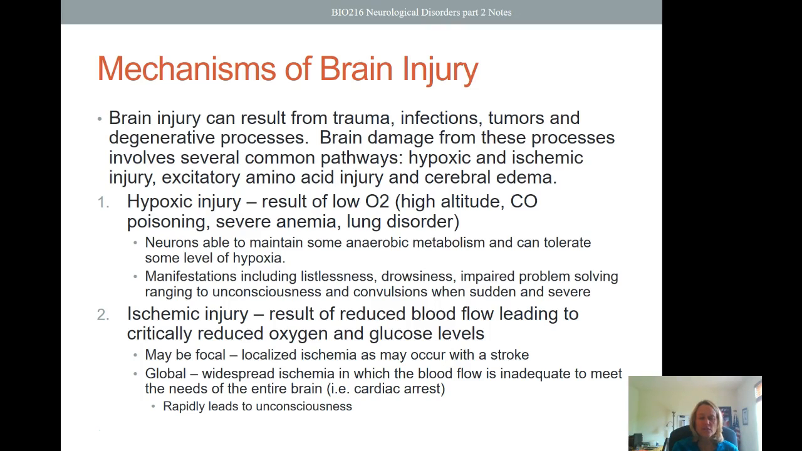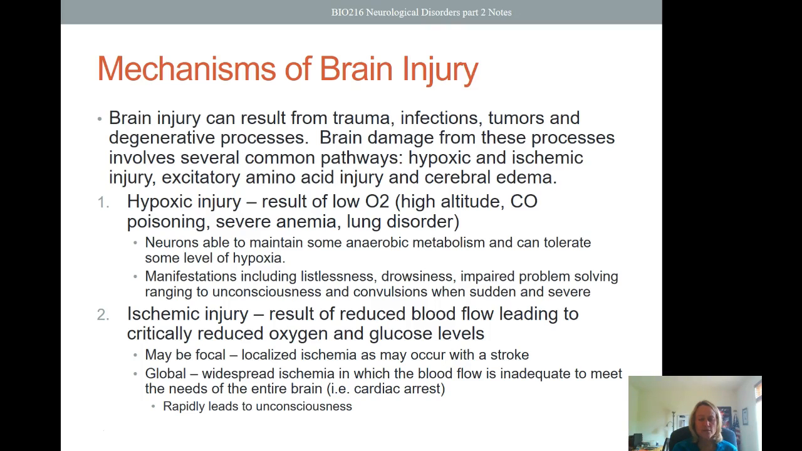Hypoxic injury is a result of low oxygen, such as might occur with high altitude, carbon monoxide poisoning, anemia, or lung disorder. Neurons are able to maintain some anaerobic metabolism, and they can tolerate some level of hypoxia. However, if this is more severe or more prolonged, then this can result in manifestations that range from listlessness and drowsiness to unconsciousness and convulsions.